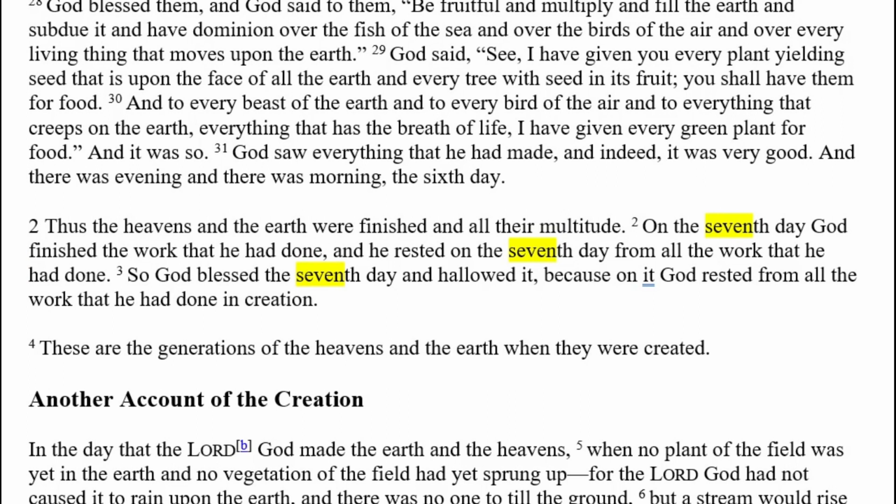Everybody can do this. We just have to look at it in a certain way. All right, we're going to put these 3 together. I'm going to do that for you. Listen to this. Thus the heavens and the earth were finished in all their multitude. On the 7th day God finished the work that he had done, and he rested on the 7th day from all the work that he had done. So God blessed the 7th day and hallowed it, because on it God rested from all the work he had done in creation.